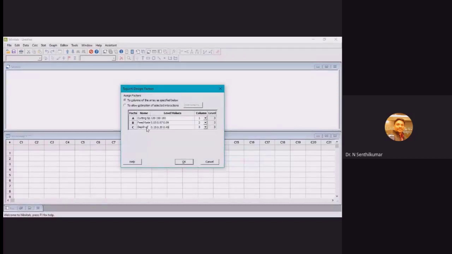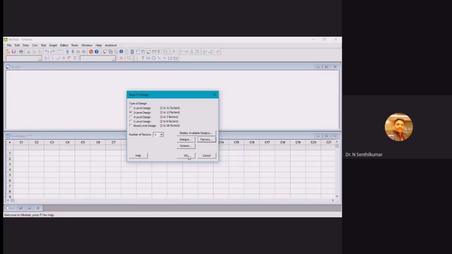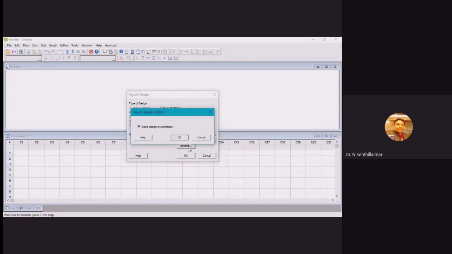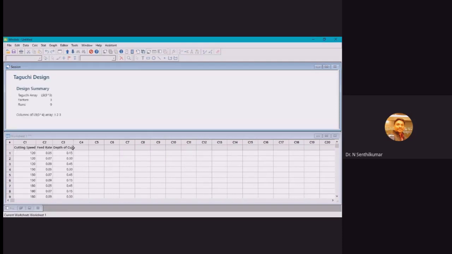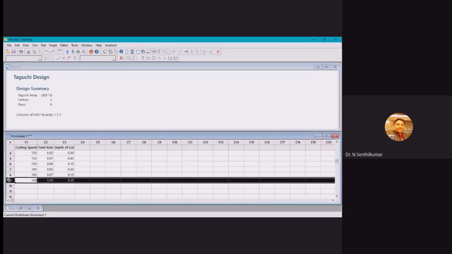Why are we going to leave a space? Then only it will take them as level values. If you give continuous values, it will take all the values as level values. Okay, then don't bother about this. Just click OK. Options are also not needed. Click OK. So this will be formulated. Your L9 orthogonal array will be formulated.